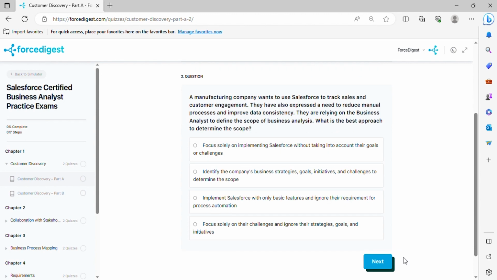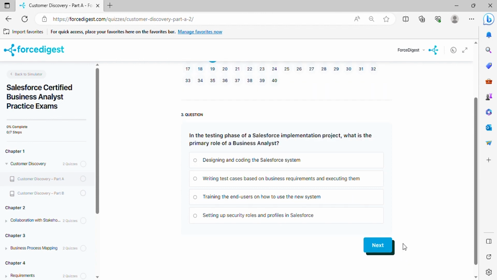Question 2. A manufacturing company wants to use Salesforce to track sales and customer engagement. They have also expressed a need to reduce manual processes and improve data consistency. They are relying on the business analyst to define the scope of business analysis. What is the best approach to determine the scope?